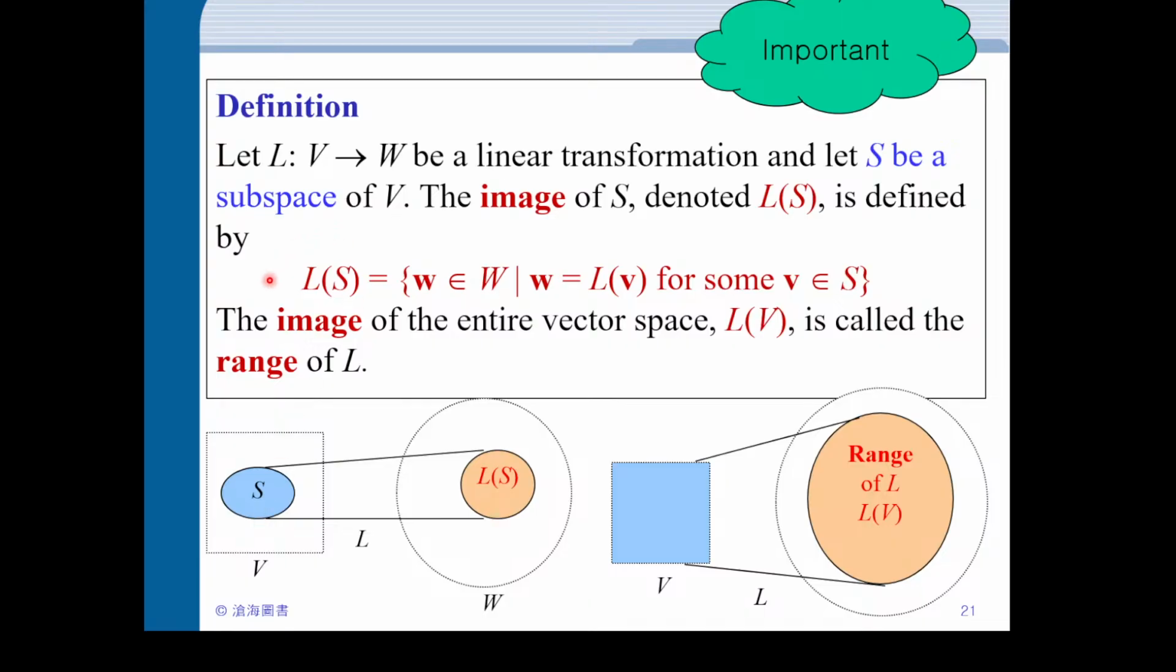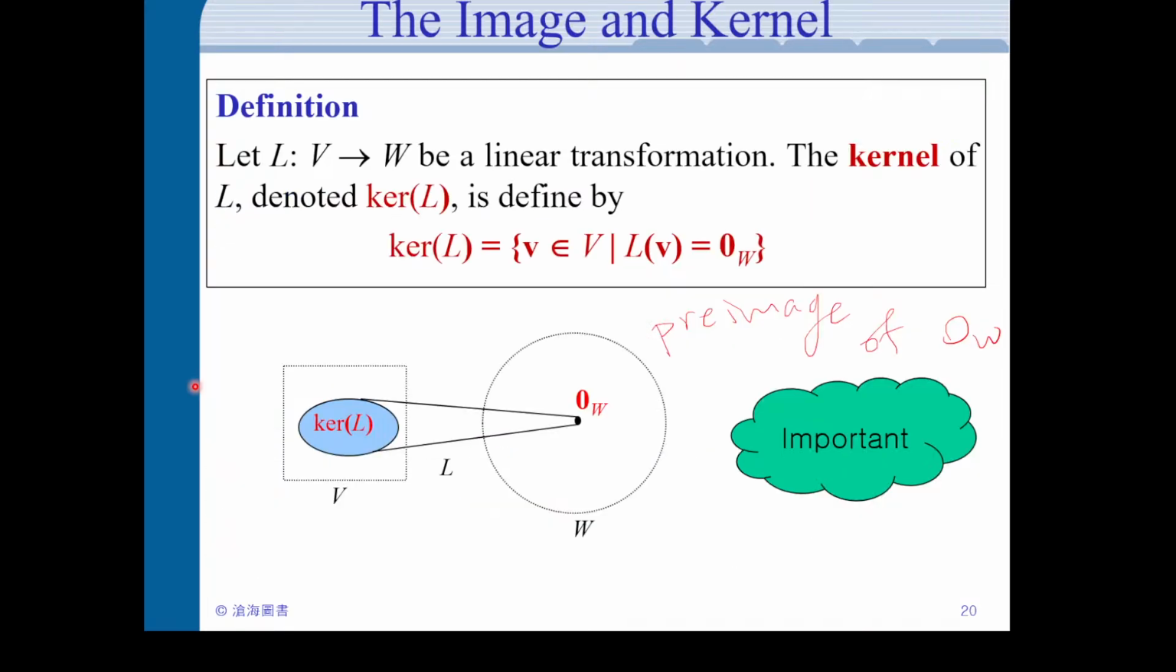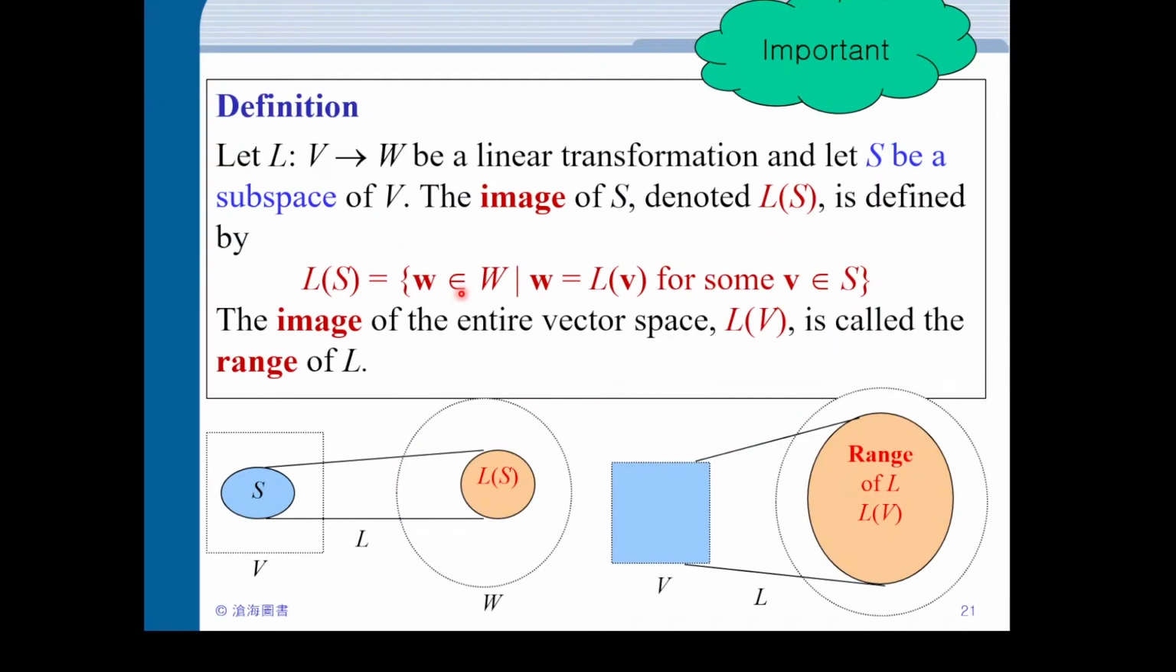And we don't write img of S for the notation. We just write L of S, because it's whatever inside S gets made by L. So it's slightly different notation from the kernel. Kernel has this curl here, but image is just L of S because this is quite intuitive.